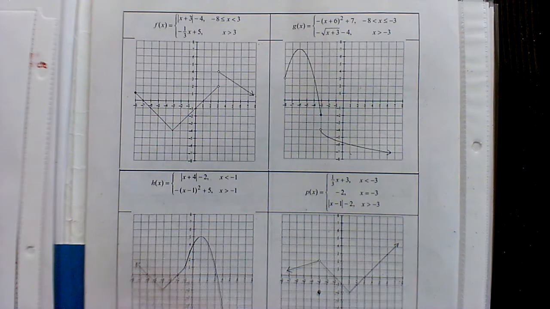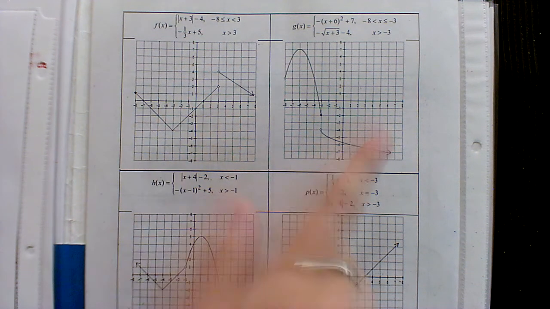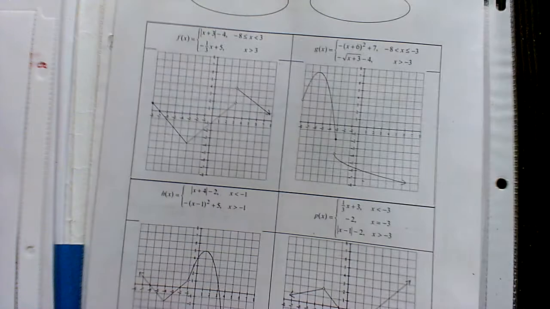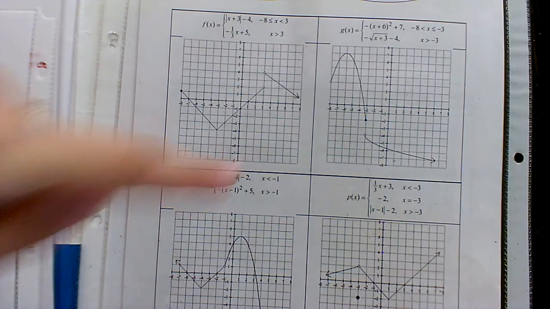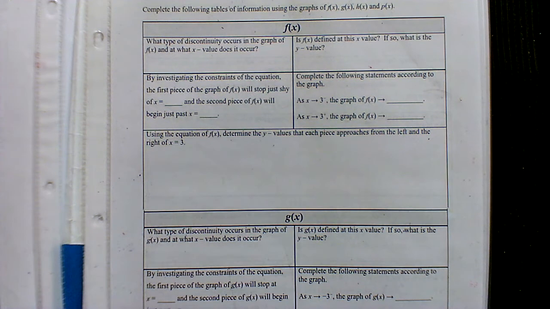So we left off yesterday categorizing or identifying the different types of discontinuities on these four graphs. We're going to take a look at these four graphs a little bit more in depth today. So what I need you to do is be able to reference this page 74, but also be able to see this page 75. You need to be able to see two pieces of paper on your desk. Can you guys do that?